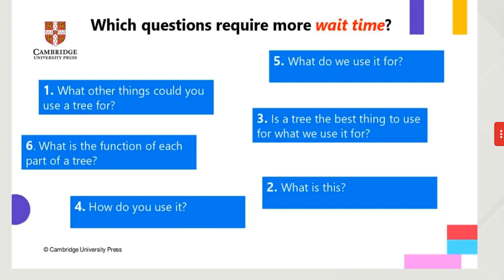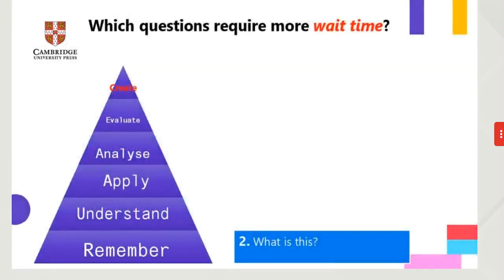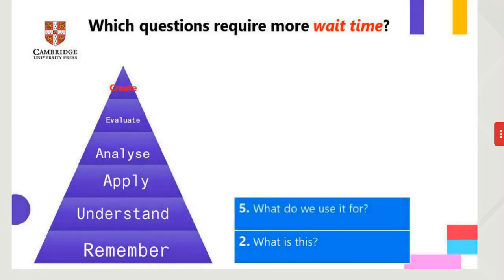Well, if we think about these questions and we think about Bloom's taxonomy, we could say that the first question that requires the least amount of wait time is, what is this? It's a simple question. We're asking our students to name something. So the next one after 2, I think some of you have got it. So it would be 5.